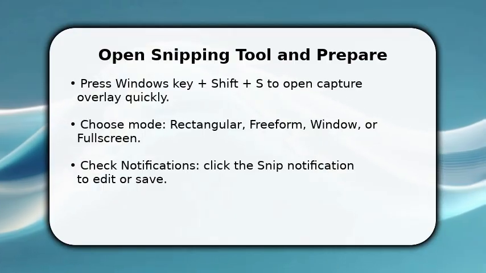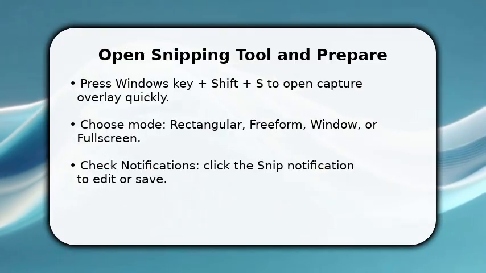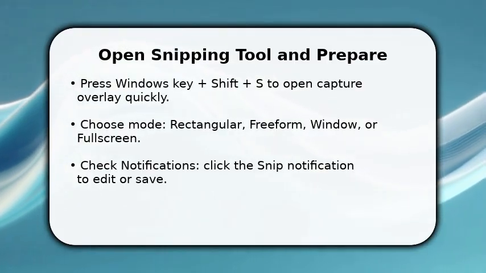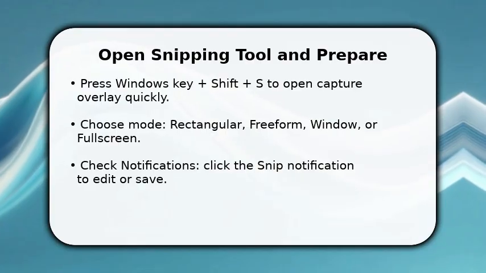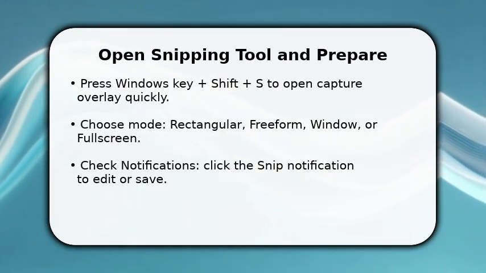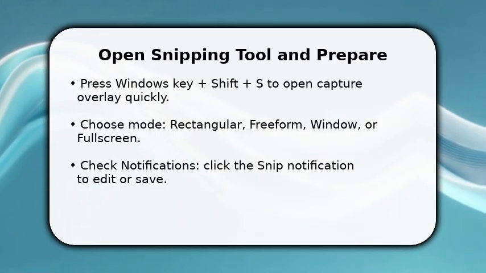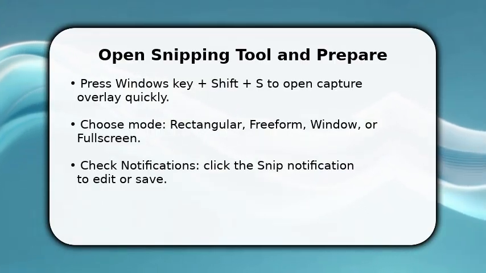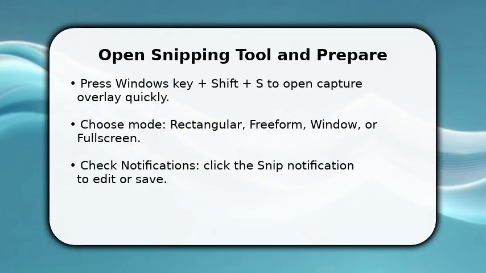You'll start by opening the Snipping Tool and prepping what to capture. Press Windows key plus Shift plus S to summon the overlay immediately. Choose Rectangular for precise areas or Full Screen for everything. Make sure the target window is visible and in focus so you don't waste captures.